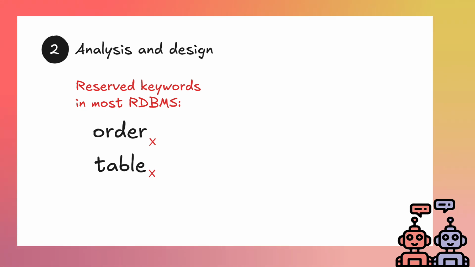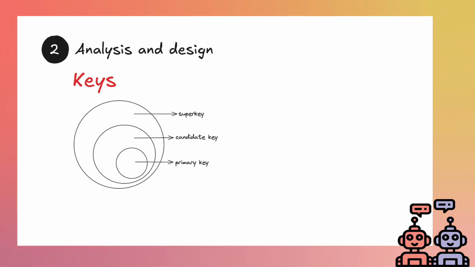Words like order or table have special meanings in the database language. So if you need an order entity, maybe call it purchase or customer order instead. Good tip. Avoid confusing the database itself. Okay, now, keys. Always hear about primary keys, foreign keys.